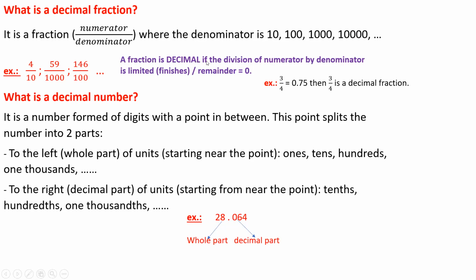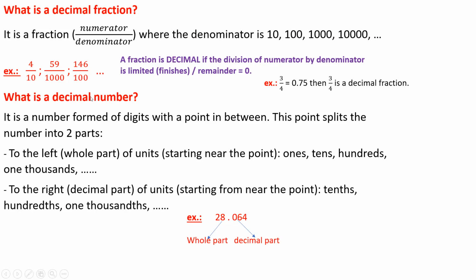A fraction is decimal if the division of the numerator by the denominator is limited or finishes, or the remainder is equal to 0. For example, if I give you the fraction 3 over 4, if I make the division on my calculator, 3 divided by 4, what do we mean by 3 over 4? It's equal to 0.75. Since the quotient of the division finishes, it doesn't continue, and my remainder of division is 0, then the fraction 3 over 4 is a decimal fraction. It can be written as a decimal fraction, and we will learn in our lecture now how we write a fraction of denominator 4 as a decimal fraction.